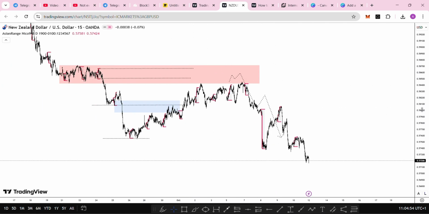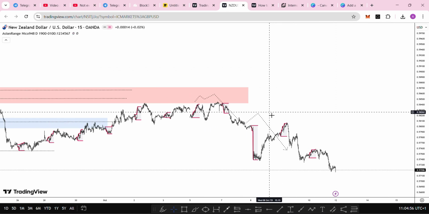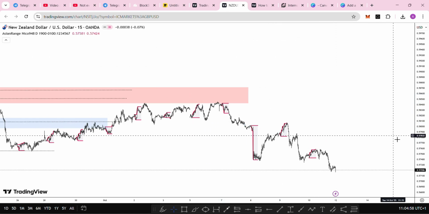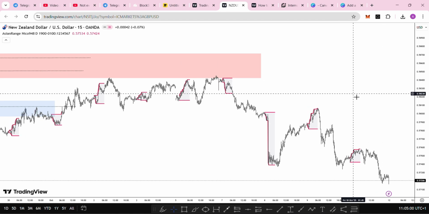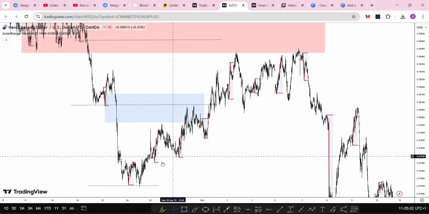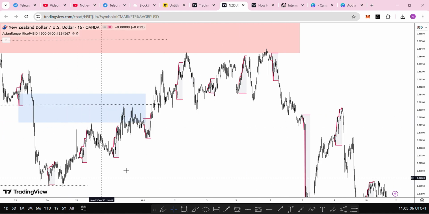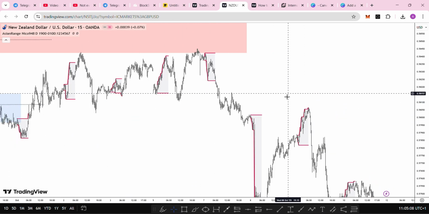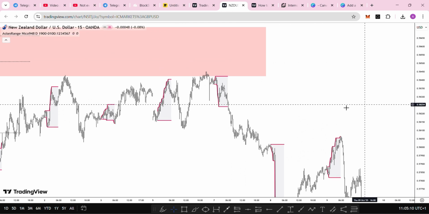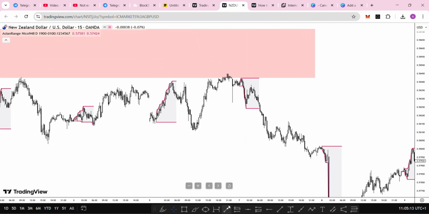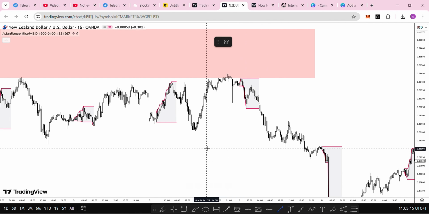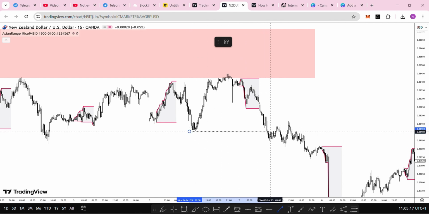You understand? So you can see for this guy, after this major structure shift, the market has been rallying upward. You understand? The market has been rallying upward, but this is where the whole narrative changed from this point. You understand? This is the major structural shift that happened.